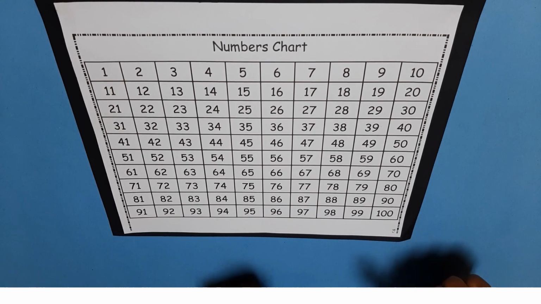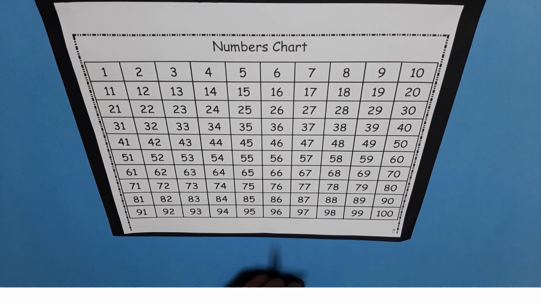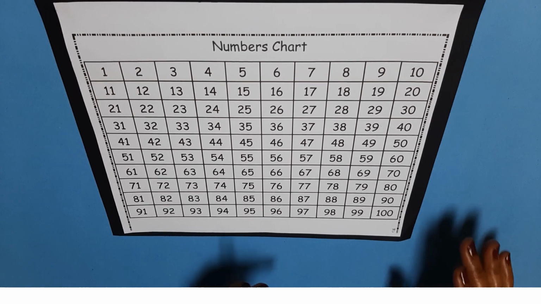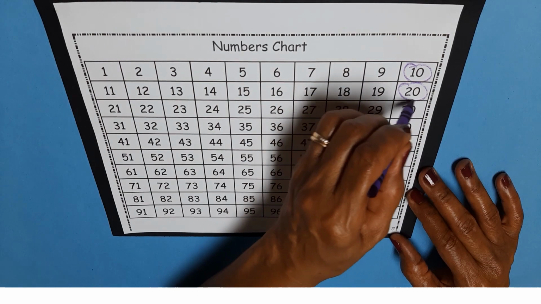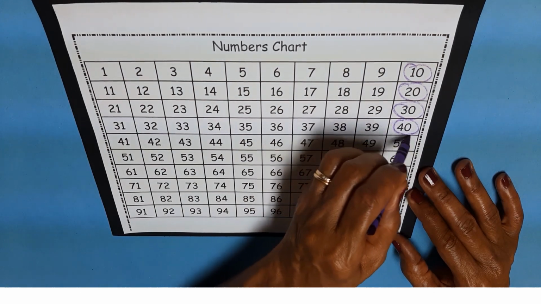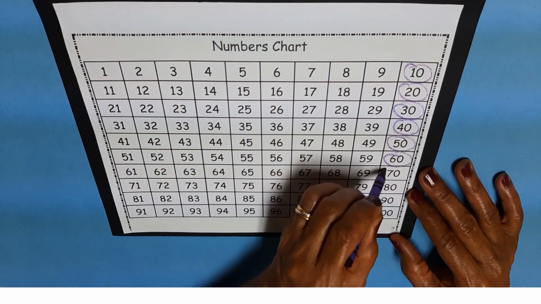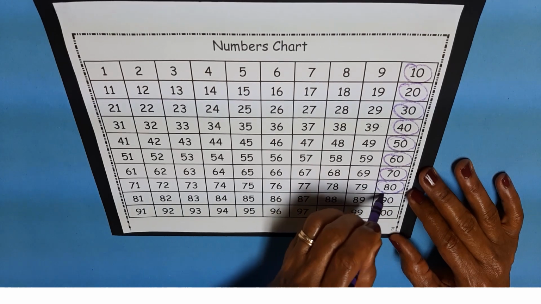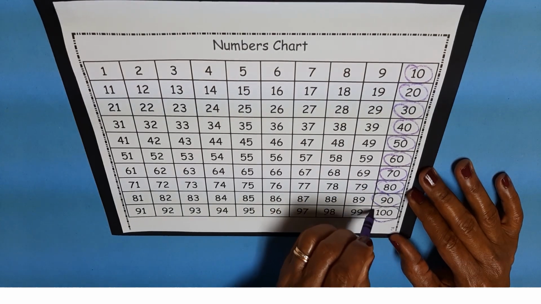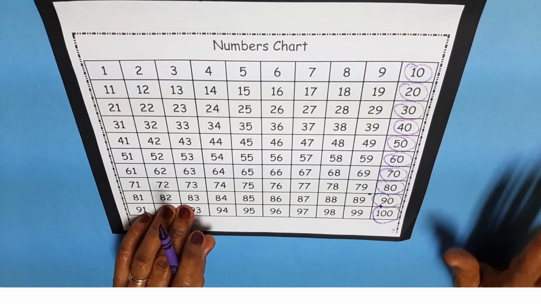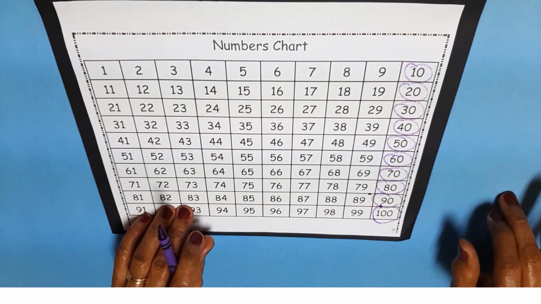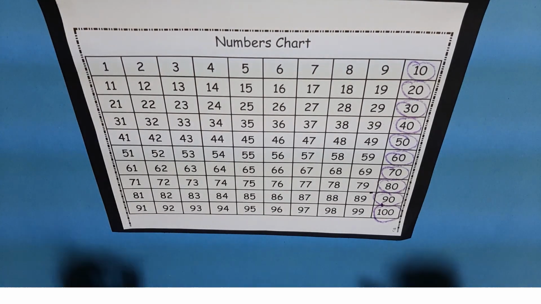I need you to count along with me in 10s, and we're going to start from 10 and end at 100. So let's go. 10, 20, 30, 40, 50, 60, 70, 80, 90, 100. Let's go again. 10, 20, 30, 40, 50, 60, 70, 80, 90, 100.